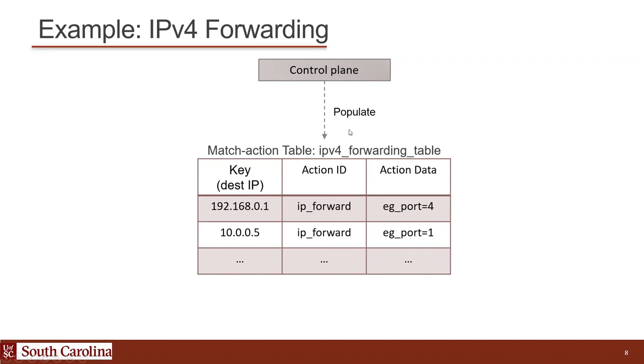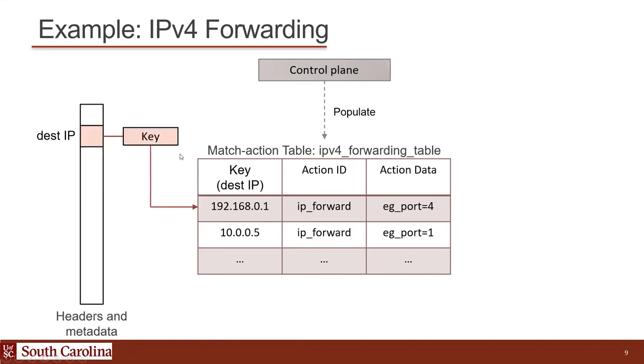We use the control plane to populate it with some entries. For example, here the key is destination IP, so 192.168.0.1. And then for the actions, we have one action which is called IP forward. And the action data would be what egress port on the switch to use whenever we have a hit on that destination IP. And then the key that we want to construct, we will extract it from the packet headers, destination IP.